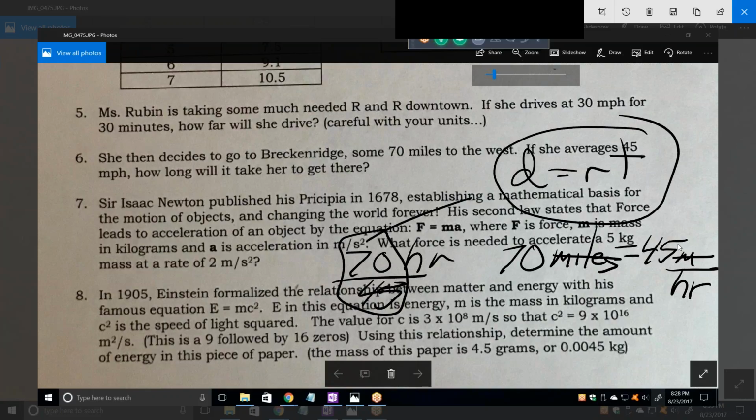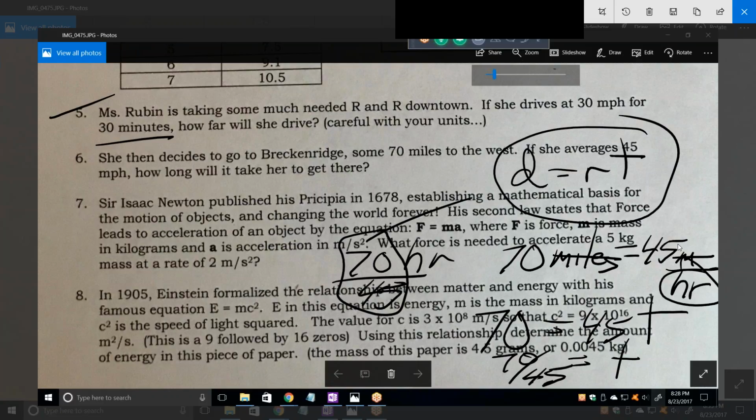In this case, because the units were all the same, I really didn't need to worry about them. I could have just said 70 equals 45 times t, therefore t equals 70 divided by 45, which is the answer. But without the units, I don't know if that's hours or minutes. I happen to know it's hours because that's the only time frame in there. But I didn't need to convert anything else. It wasn't like problem 5, where one was in miles per hour and the other was in 30 minutes. Then I got to change some stuff. Yeah, for sure.